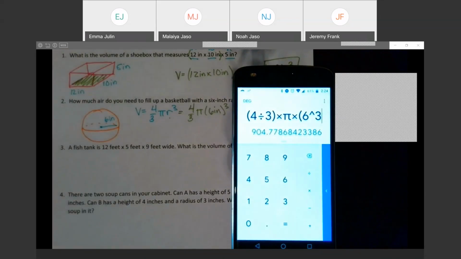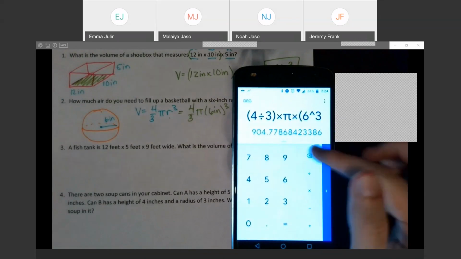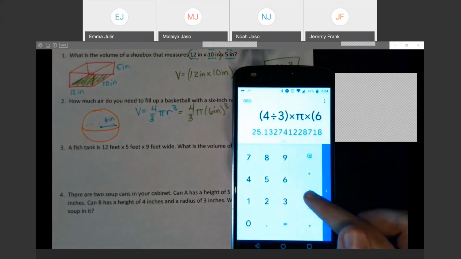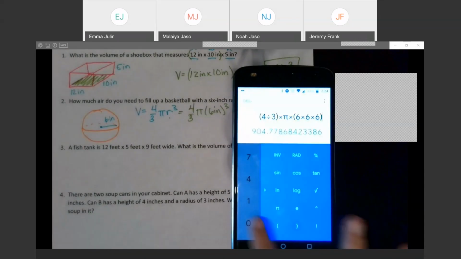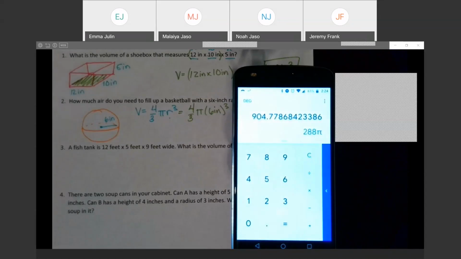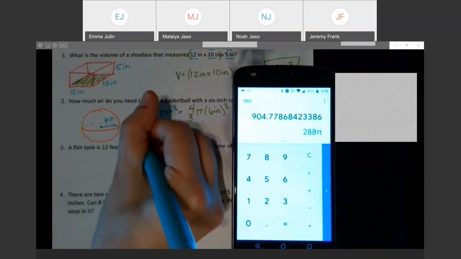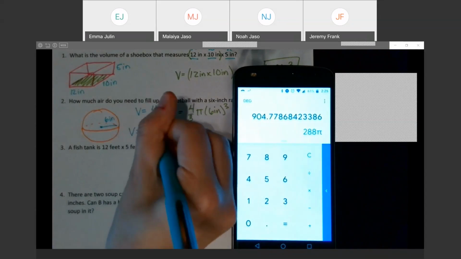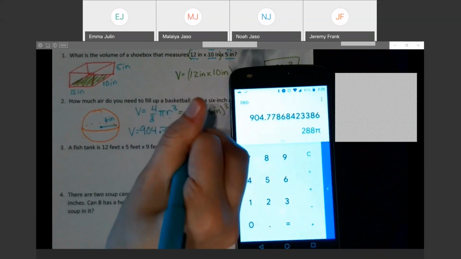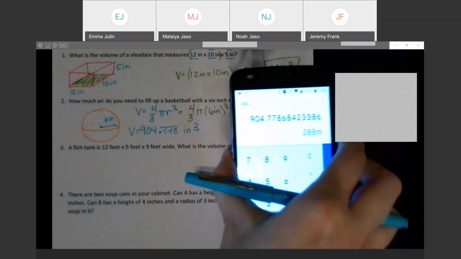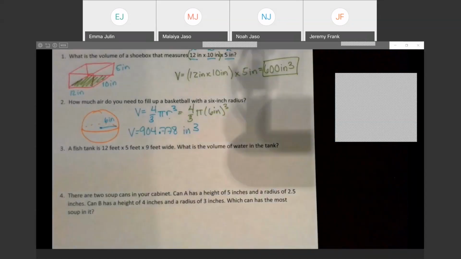If you do not have that option, remember that an exponent is just telling you how many times you're multiplying the base by itself. So if I didn't have this exponent, I could just write 6 times 6 times 6, and it would still give me the same answer. And if I click equals, that'll get me my full volume. So your volume here would be equal to 904.778 inches cubed. And like normal, I want to round to the tenth.